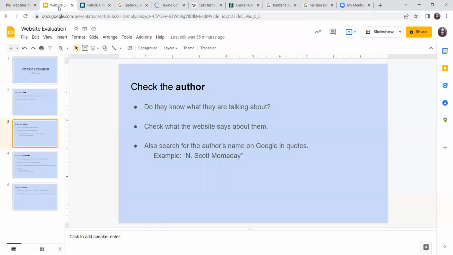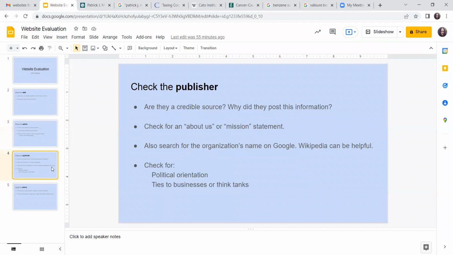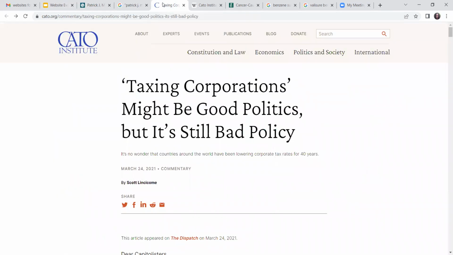The next thing that you should do when you have a website in front of you is to check the publisher or the sponsoring organization that was responsible for putting up that information on a website. Are they a credible source? Why did they publish this information? So let's look at this website. Taxing corporations might be good politics, but it's still bad policy. And it looks like the sponsoring organization or the publisher is named the Cato Institute.